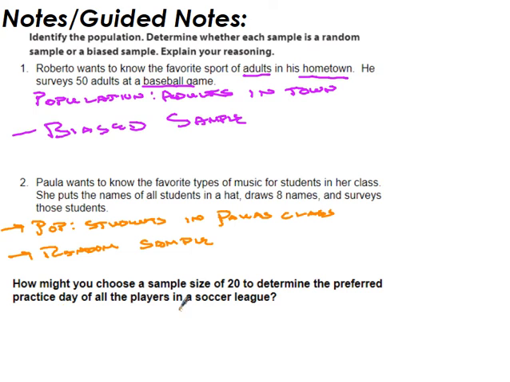So how might you choose a sample size of 20 to determine the preferred practice day of all players in a soccer league? So that's something to think about. If we're looking at a league, we want to know the preferred practice day. Maybe we just go to the Saturday. I know most soccer leagues have games all day on Saturday. The fields are always full. Maybe we just go there and you just randomly ask 20 people that enter in through the gate, hey, what's your preferred practice day? So you don't know what age group they're in. You don't know what team they're on. And you can get 20 people. That'd be a great way to do it.